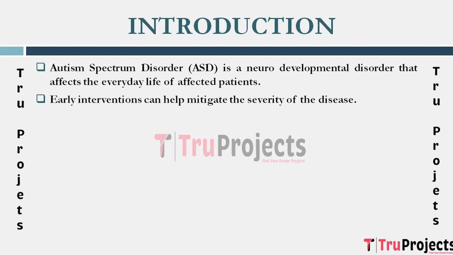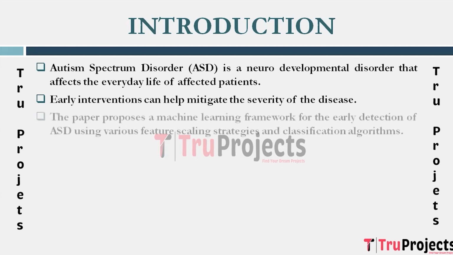play a pivotal role in mitigating the severity of ASD. Early interventions are crucial for addressing behavioral challenges and fostering improved communication skills in affected individuals, thereby positively influencing their overall development. The project proposes a novel machine learning framework designed specifically for the early detection of ASD. This framework leverages a combination of feature scaling strategies and classification algorithms to enhance the accuracy and efficiency of ASD identification, offering a promising avenue for improving the diagnostic process.